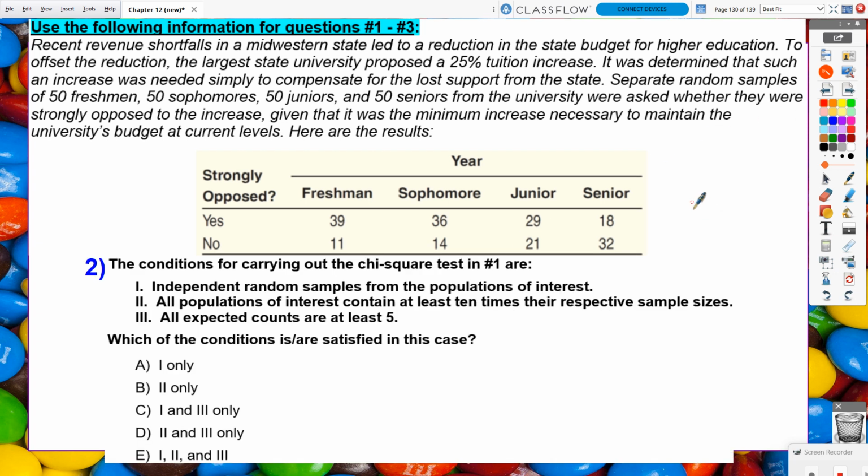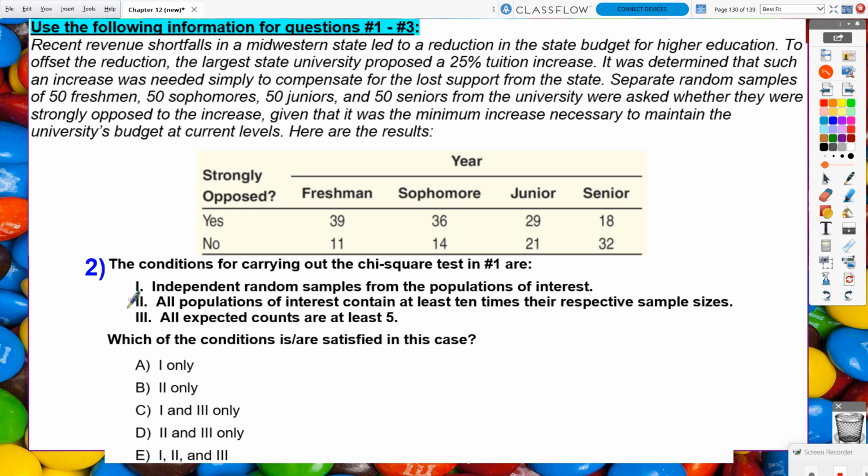Question 2. The conditions for carrying out the chi-square test in number 1 are: 1. Independent random samples from the populations of interest. 2. All populations of interest contain at least 10 times their respective sample sizes. 3. All expected counts are at least 5. So these are legitimately the 3 conditions that we needed to check, really for all of our chi-square problems.